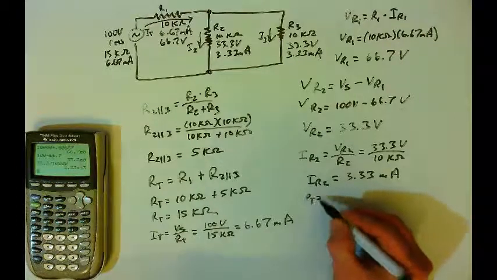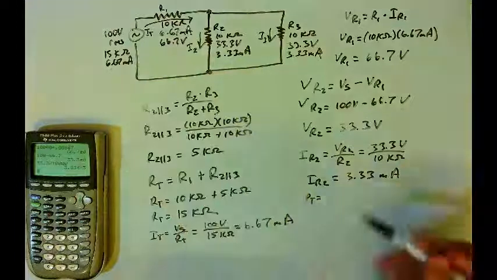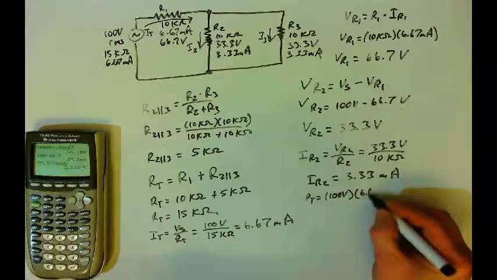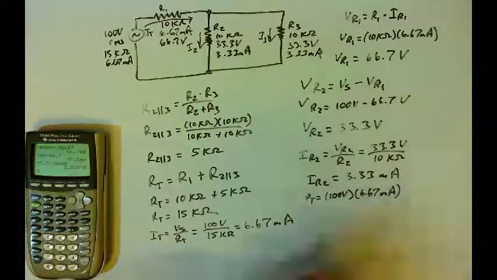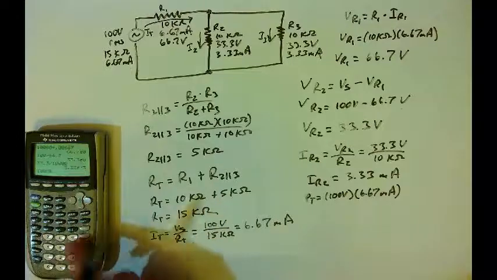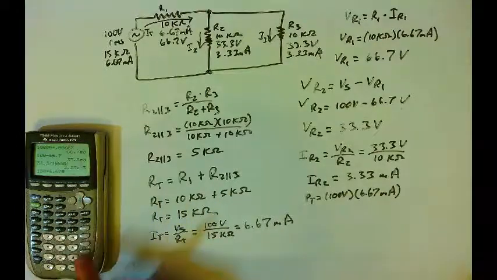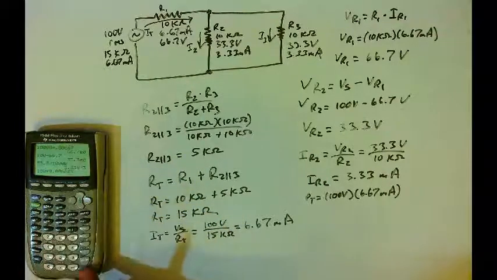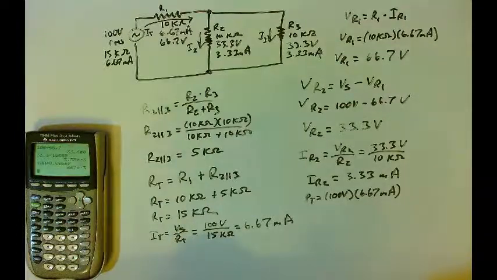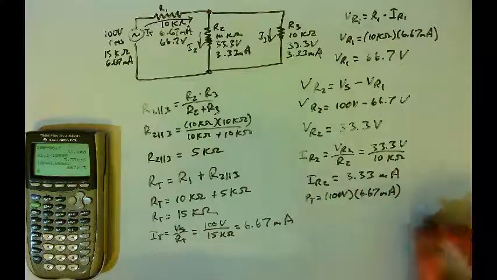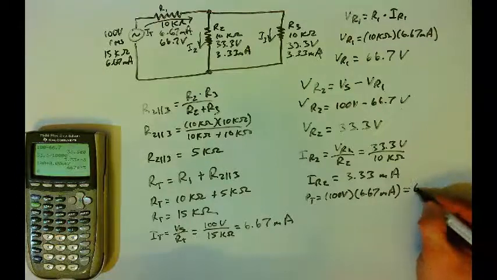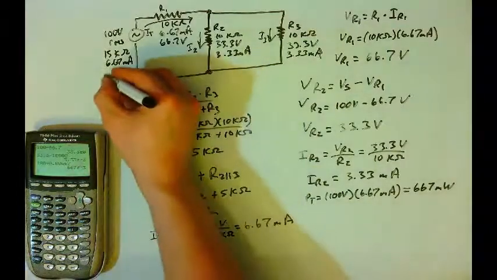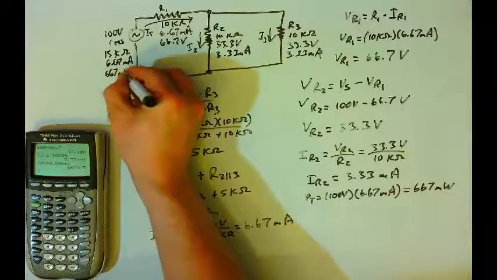The total power in the circuit will be voltage times current. So to save space, I'm just going to write 100 volts times 6.67 milliamps. Oops, I'm sorry. How about 0.00667 for milliamps. It is going to be 667 milliwatts. The total power of the circuit is 667 milliwatts.